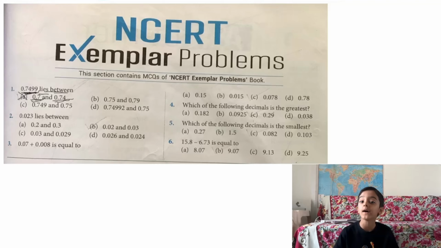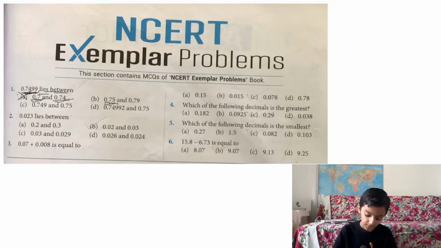Like this, we'll see the other options. Let's see. 0.75: it should be after 0.75. But this decimal is before 0.75, because it is 0.7499. How did I find out? I found out by comparing the decimals.